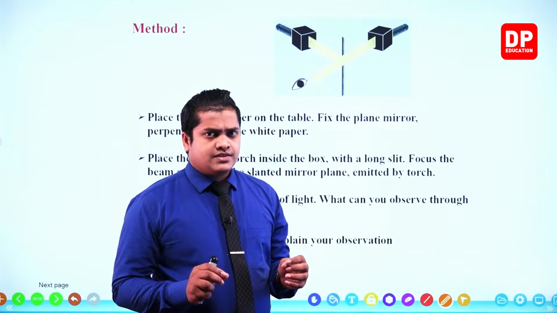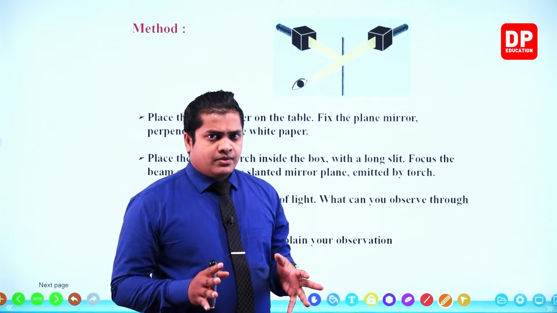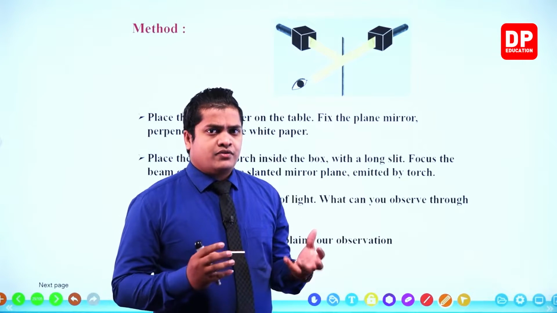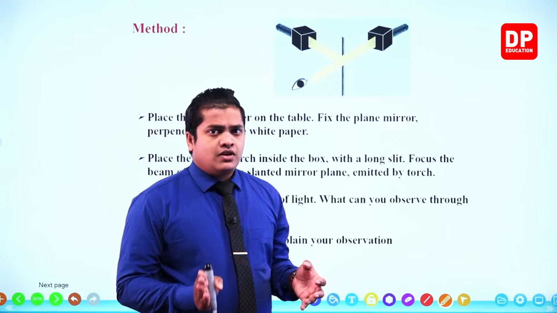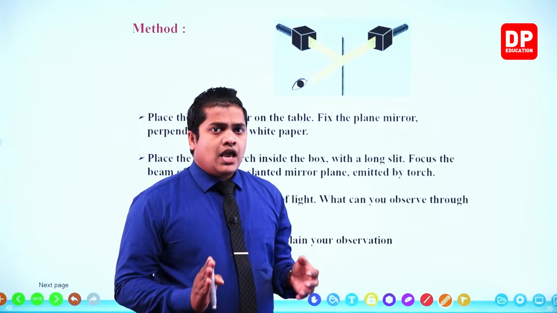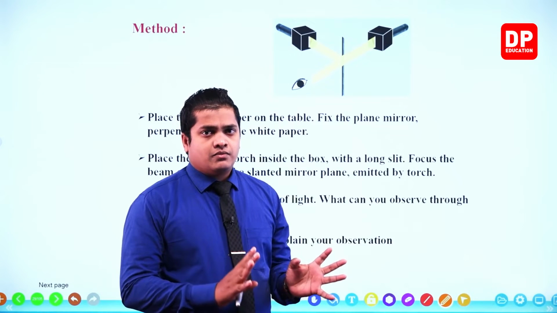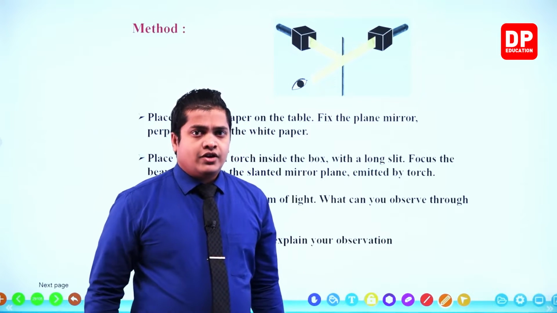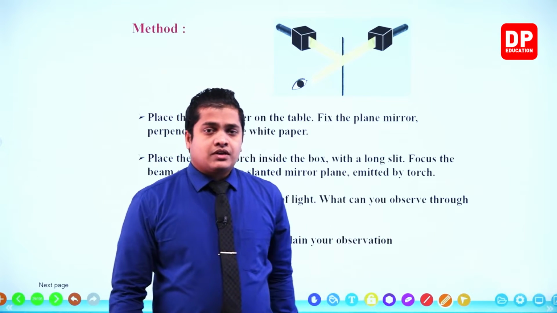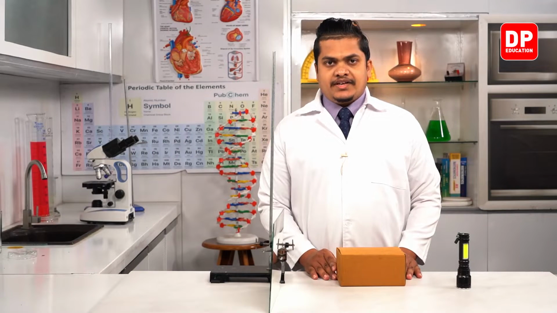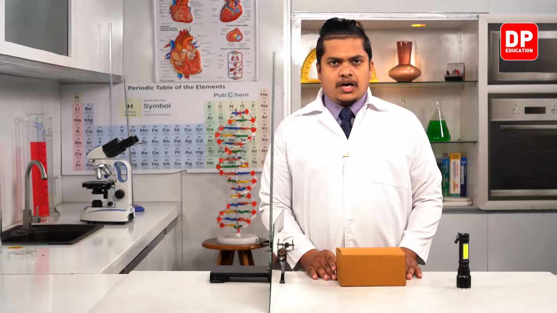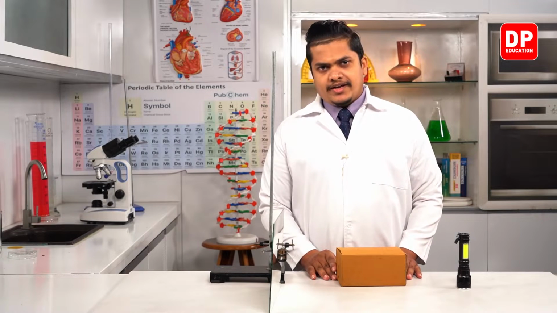When we are placing this thing and doing this experiment, let's see what kind of a way we can observe the object. So first of all, let's carry out the experiment and see how we can observe the object. So my dear children, let's head on to the laboratory and we'll do the experiment and see what's going to happen.